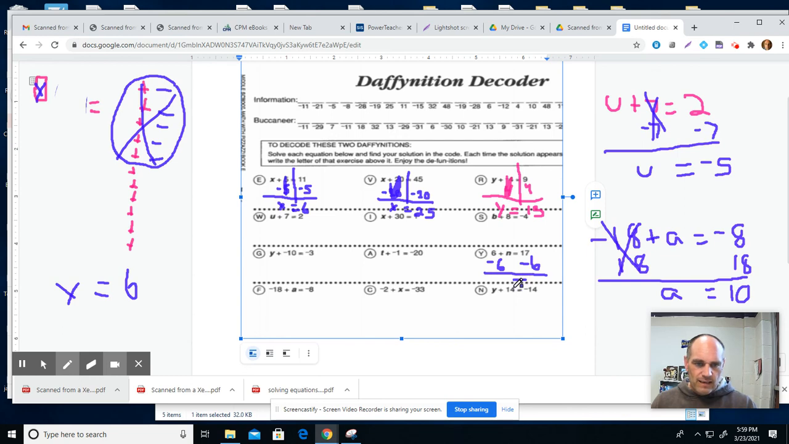Put down my equal sign. On the left, there's my 0 pairs. On the left, I just have n now. 17 plus -6 is 11. Exactly what I thought I should get. So that's the work that I have to see.